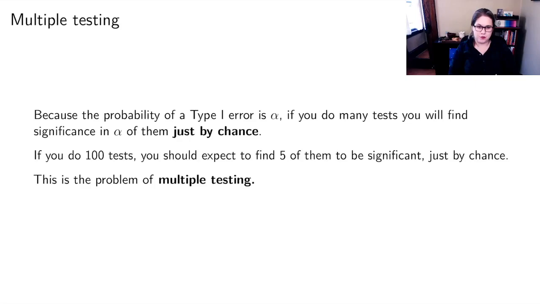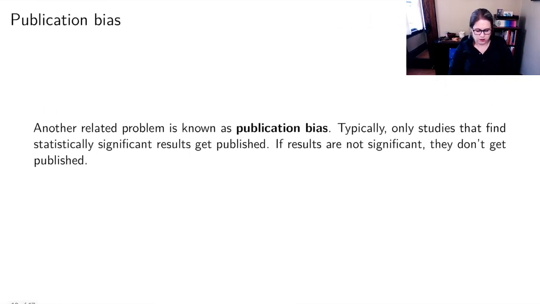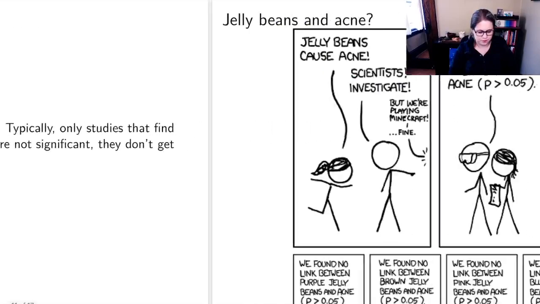And that means if you do multiple tests, you're probably going to find things that look significant just by chance, and you're going to make a type 1 error. And there's a related problem known as publication bias, which is that researchers, when they do studies, if they find something that's significant, then they can often get that published in a paper and talked about in the news and things like that. But if the results aren't significant, it's hard for them to get published.